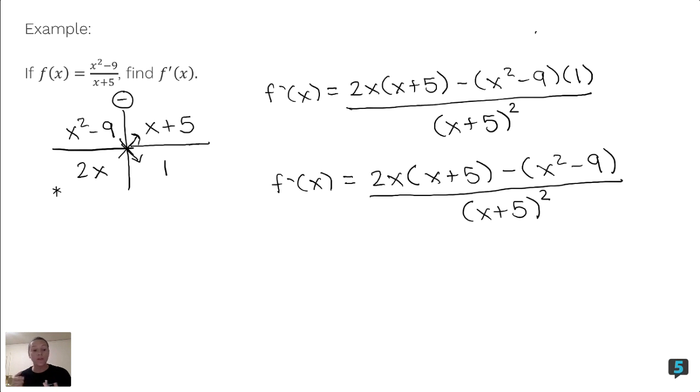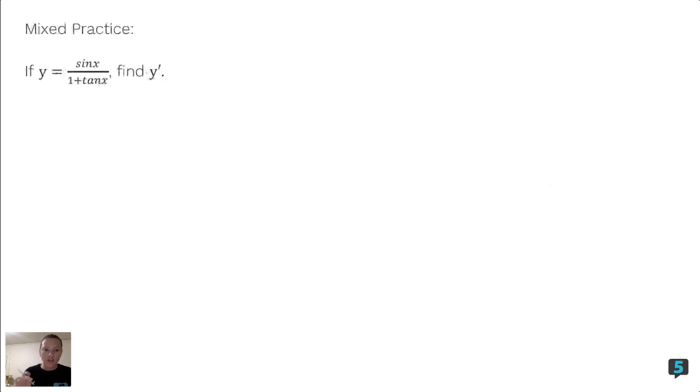Okay. All right. So we've seen one example of product rule, and we've seen one example of quotient rule. Let's practice now. Okay. So here's the first one I got for us. If y equals sine x over the quantity 1 plus tangent x, let's find y prime.